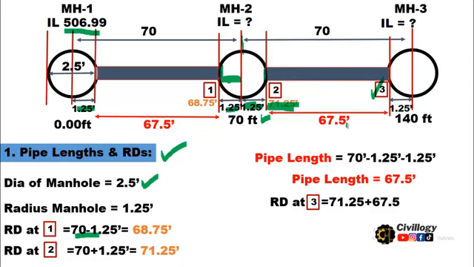If we add 67.5 to it, it will be equal to 138.75. So at the start of the third manhole, the reduced distance is the distance taken from some reference point. As the reference point is over here, which is 0.00, the length of the pipe when it reaches the third manhole will be equal to 138.75. So that's how you can calculate the pipe length if the diameter of the manhole is known to us. Okay, so let's proceed to the next step.